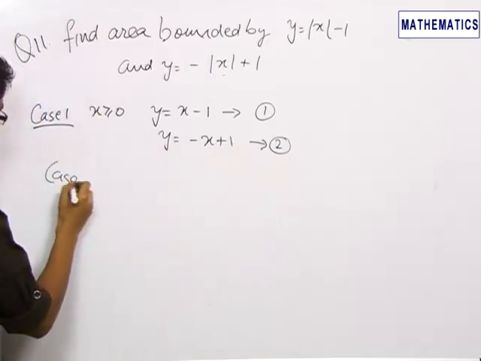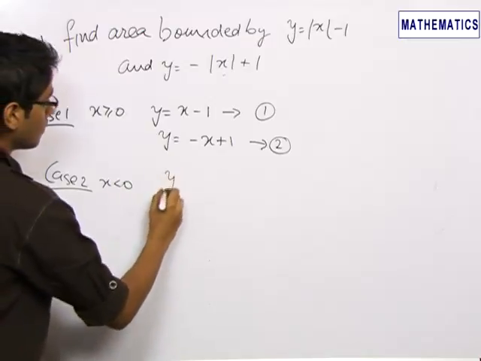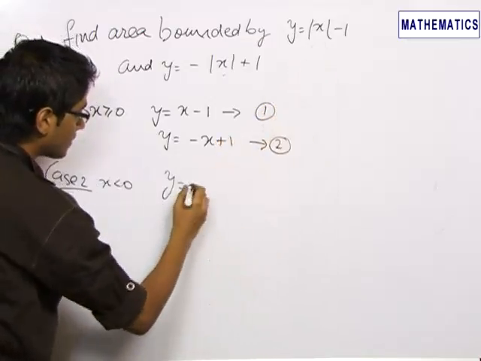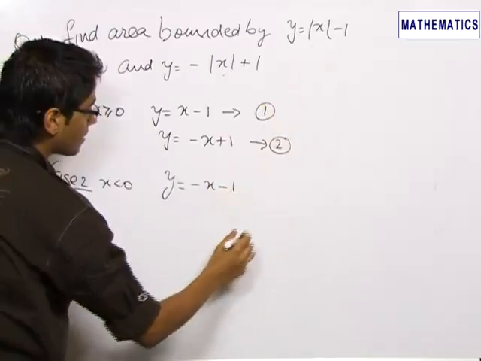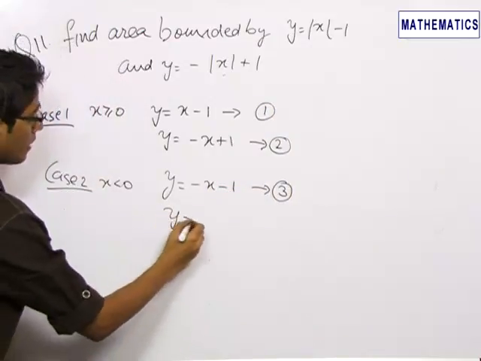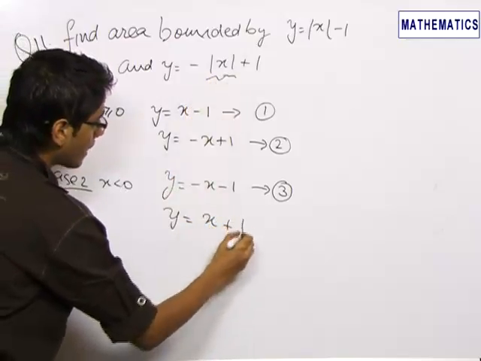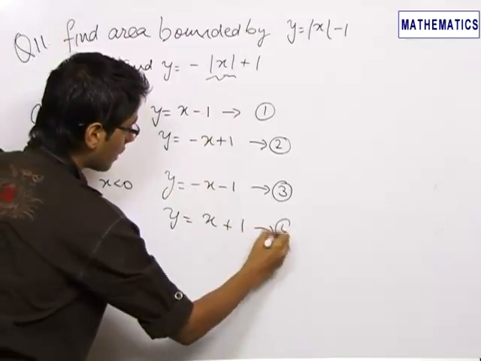Now case 2 is obviously x less than 0, so we get this mod x as minus x, so we get the line y equals minus x minus 1. This is the third line, and this mod x will again open as minus x to get y equals x plus 1, which is our fourth line.